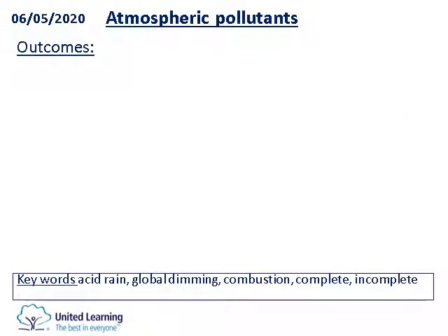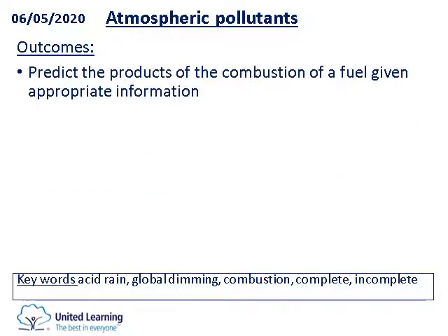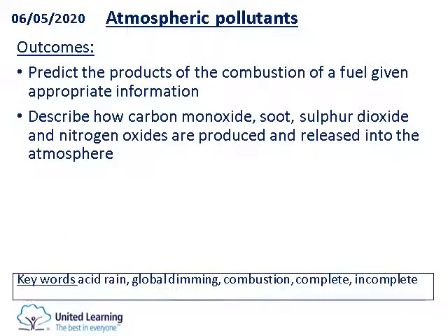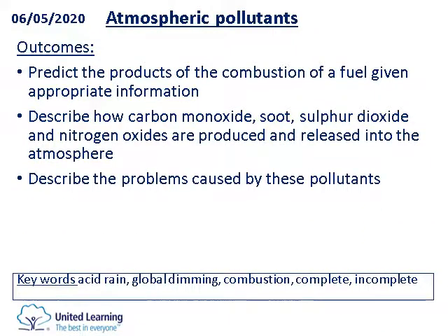So the outcomes for today's lesson are to be able to predict the products of combustion, to describe how carbon monoxide, soot, sulfur dioxide and nitrogen oxides are produced and released into the atmosphere, and to describe the problems that these pollutants cause.